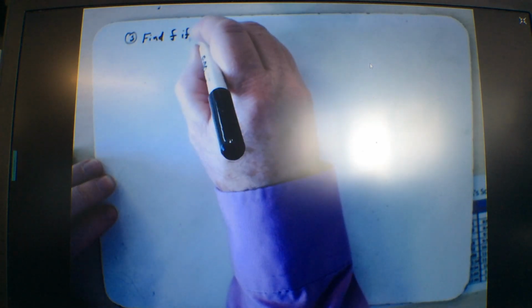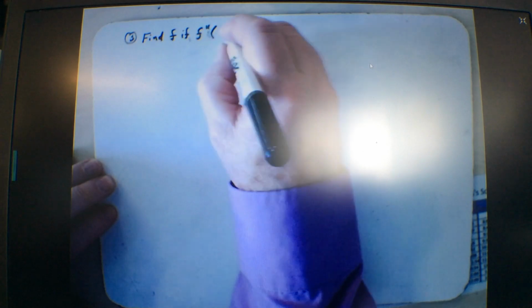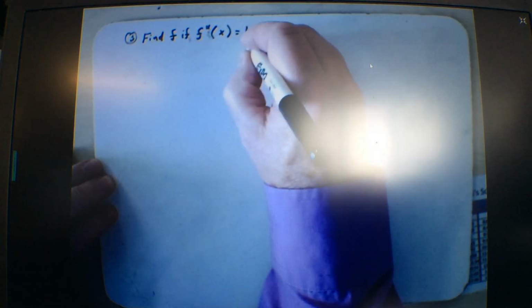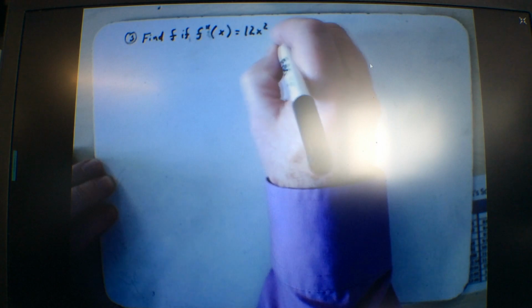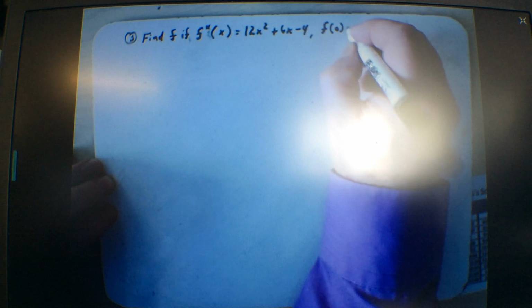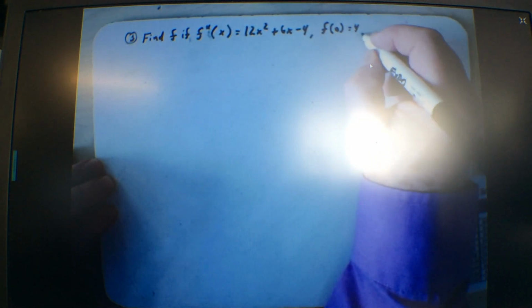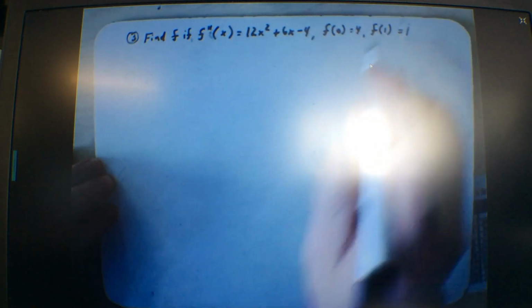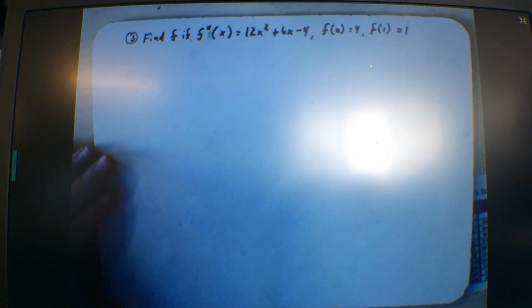So the last problem I'm going to do is I'm going to do this twice. Okay, this is example 3. It's actually example 4 in your book. It says find f if f double prime of x equals 12x squared plus 6x minus 4. And then it says f of 0 equals 4 and f of 1 equals 1. Now you're going to have to do one of these on the test. So it's important that we go over it.